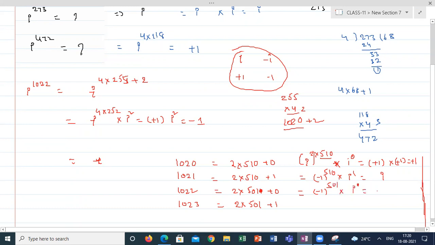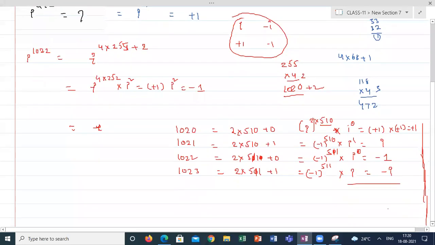Actually, it is 511. 511, sir. They have written 501, 511. Yes, sir. So this is minus 1 whole power 511 into i power 0, which is 1. This is i, so minus i. Yes. But you can't give the standard formulas here. You can utilize them, but the only thing is logic you have to use. You have to remember the definition of i square is enough, you can use this one also.